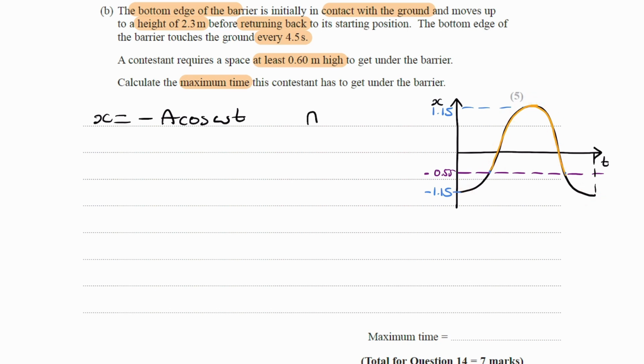We know that the amplitude is 1.15 meters. Omega is 2 pi over time period, and the time period in this case is 4.5 seconds. The bottom edge of the barrier touches the ground every 4.5 seconds. So that is omega. And we're trying to work out when x is equal to minus 0.55, we're trying to work out what times we will get for that displacement. So let's have a look at our graph.